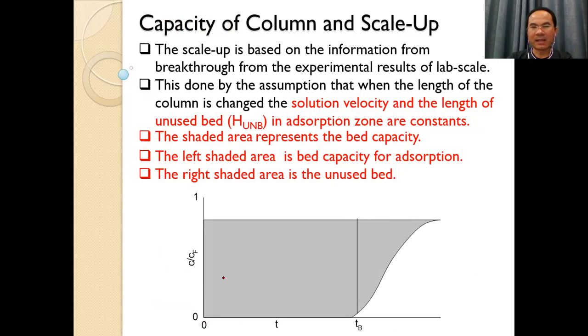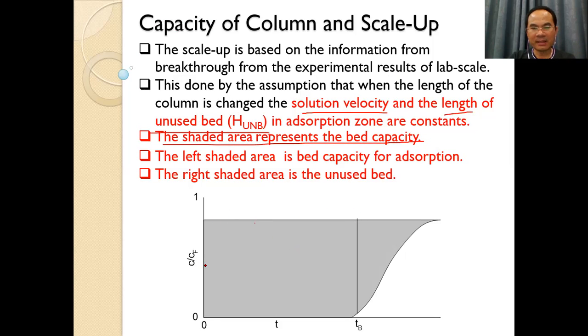This is done by the assumption that when the length of the column is changed, the solution velocity and the length of the unused bed are constant. For this case, we determine the scale up based on constant solute velocity and the length of unused bed. The shaded area is the bed capacity that the adsorbent can adsorb.